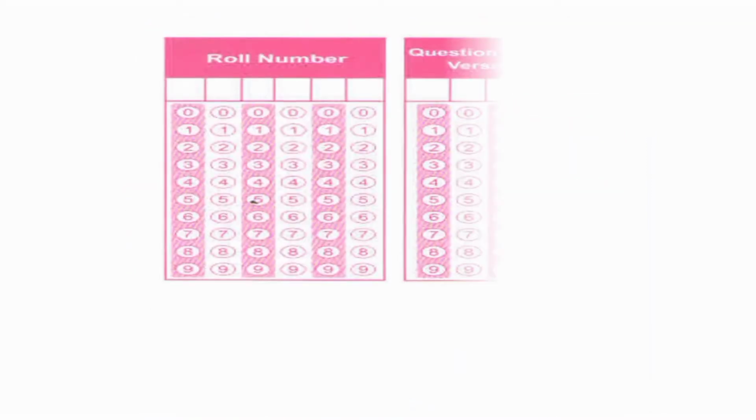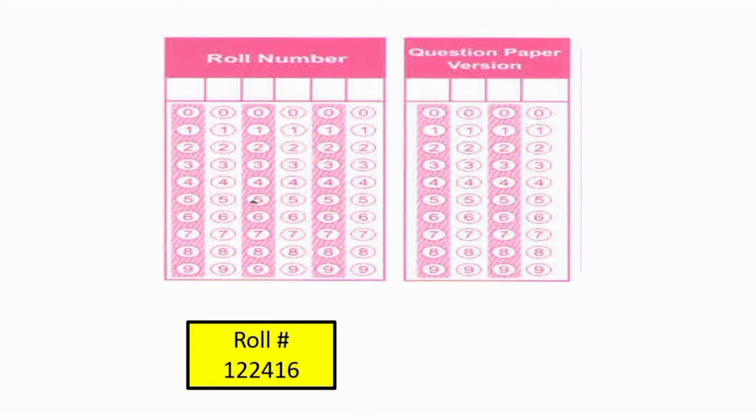In the first part, you have to write your roll number. For example, your roll number is 122416. You have to write the first digit of your roll number in the given box and fill the relevant bubble. Write the first digit, which is 1, in the box, and then fill the relevant bubble. Then you will write 2 in the box and fill bubble 2. Then again 2 in the box and fill bubble 2. Then 4 and then 1 and the last one is 6.